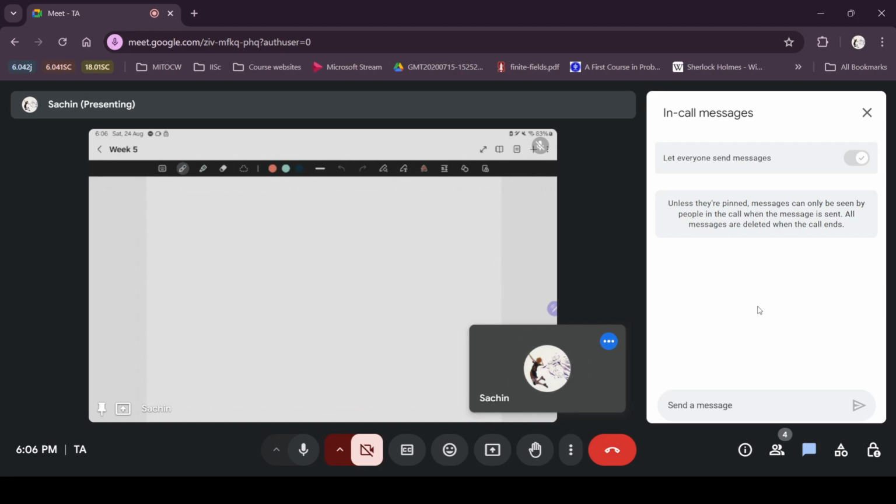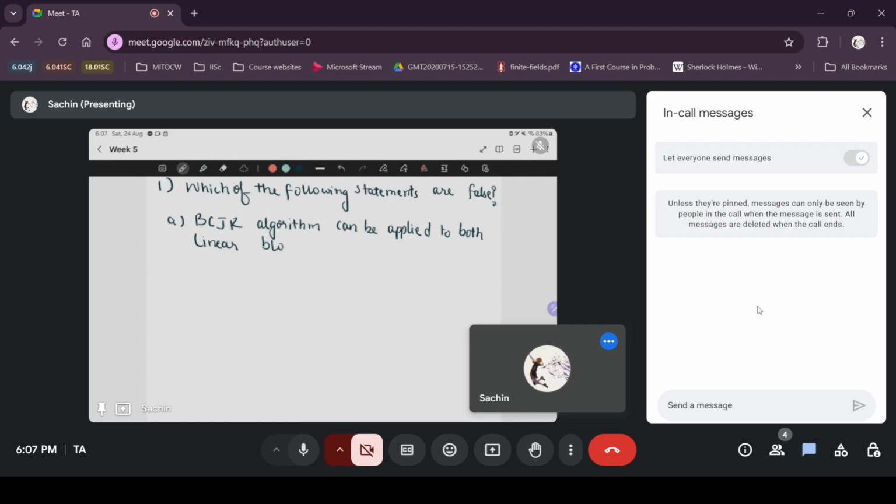First question: which of the following statements are false? First statement: BCJR algorithm can be applied to both linear block codes and convolutional codes. So that's a correct statement. It can be applied to all linear codes, and convolutional codes are also linear.